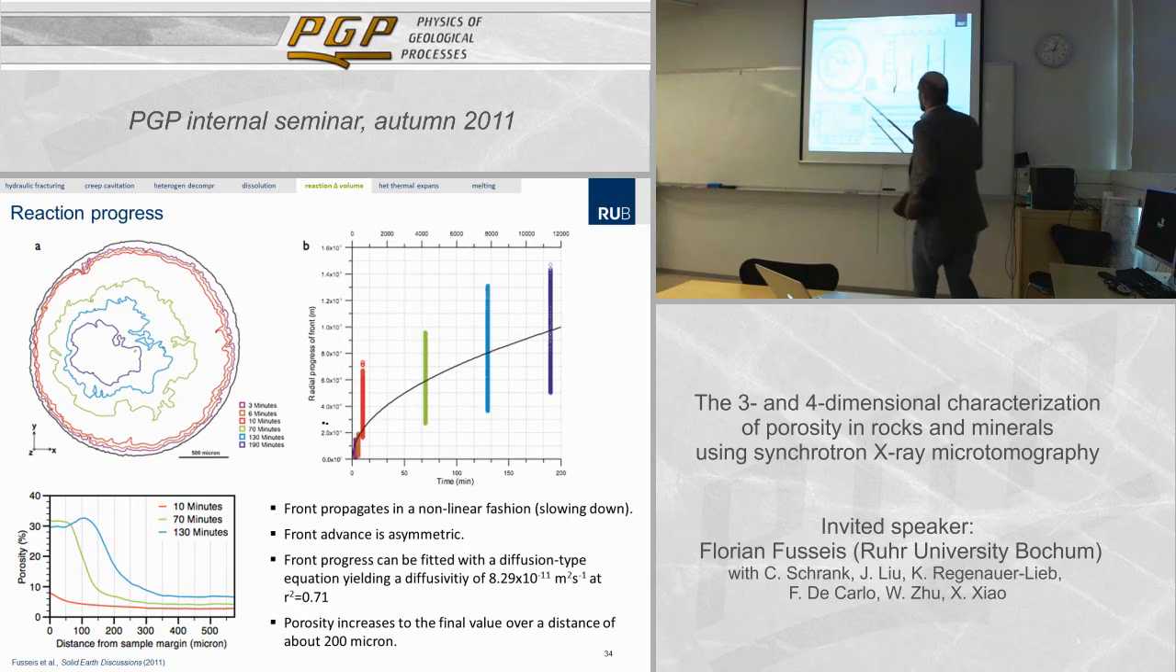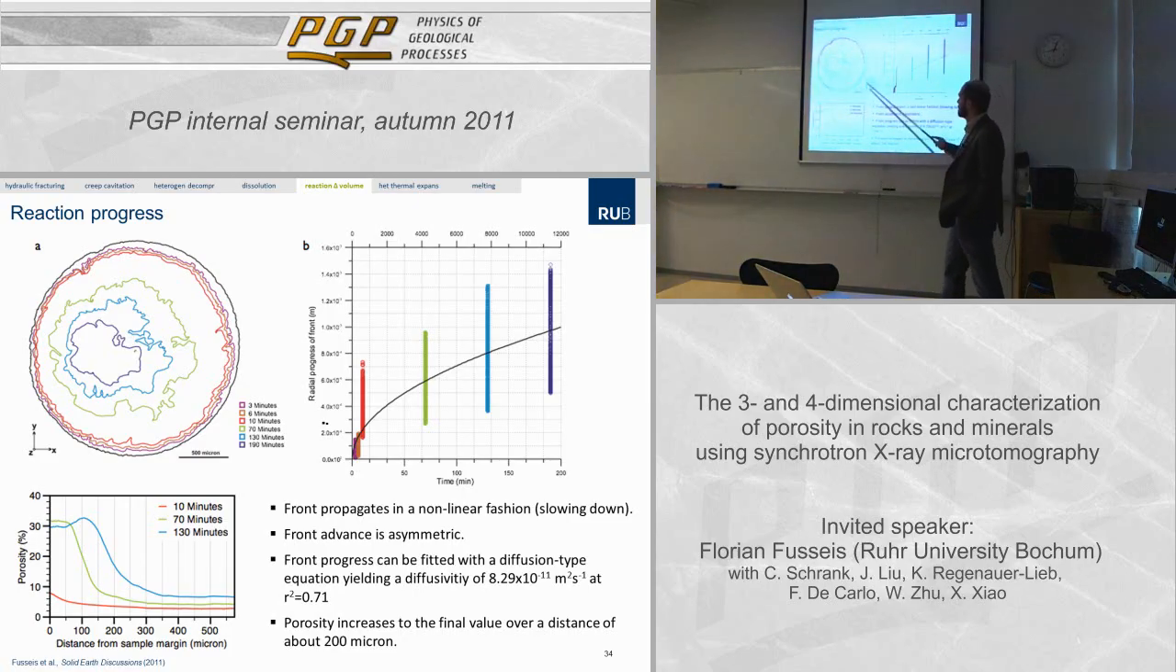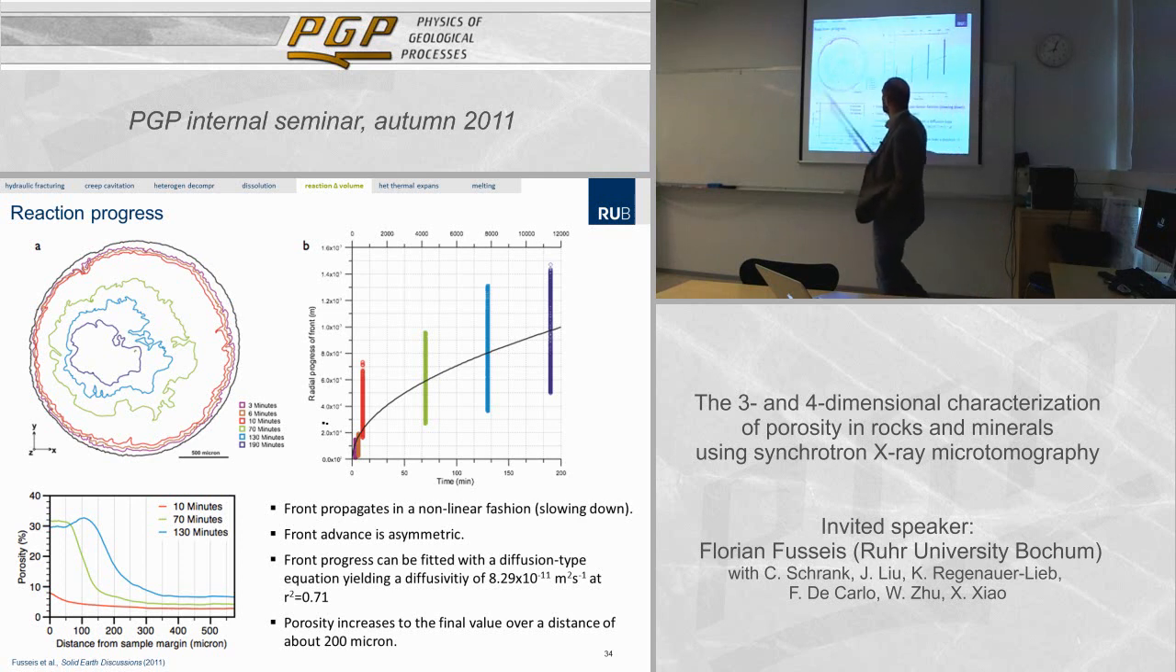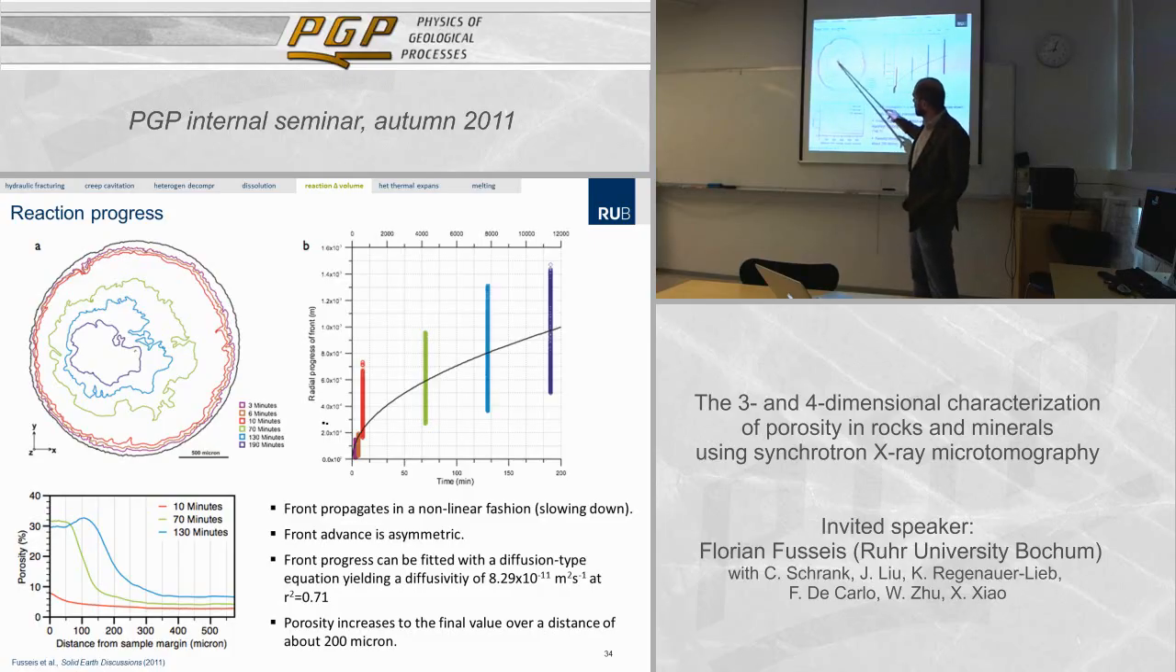Of course, we quantified the advance of that reaction front. This is a horizontal section through that cylinder. You can see the position of the front at different points in time. You can also clearly see that it's a relatively irregular front. As I mentioned earlier, it's slightly off-center.